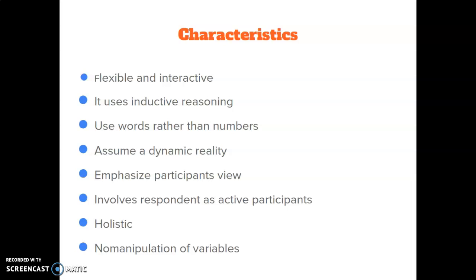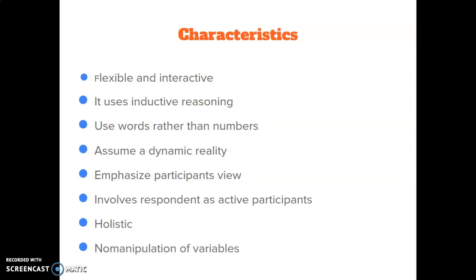It uses inductive reasoning. Usually qualitative analysis goes from known to unknown, which is called inductive reasoning. So what you know, you will learn more from that. It uses words rather than numbers. As I said, qualitative means we use words instead of numbers as in quantitative. It assumes a dynamic reality. You can understand various realities and a large amount of knowledge with the help of qualitative research. It emphasizes participants' view.